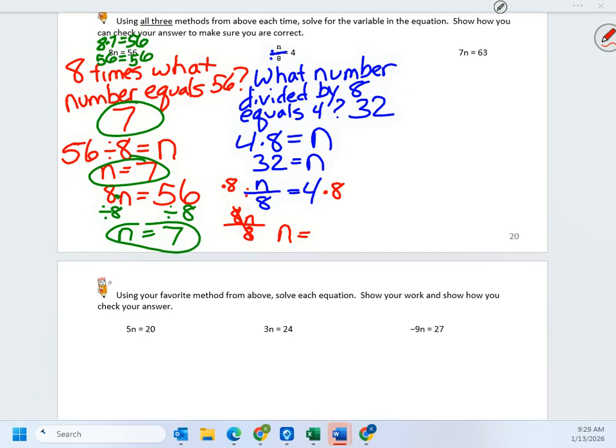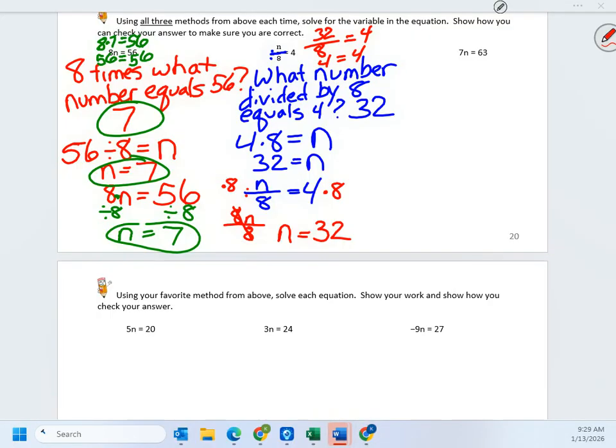On this side, we have 4 times 8, which we know is 32. We plug that 32 in for n. 32 over 8 equals 4. 32 divided by 8 is 4 equals 4. We know we have a true equation.